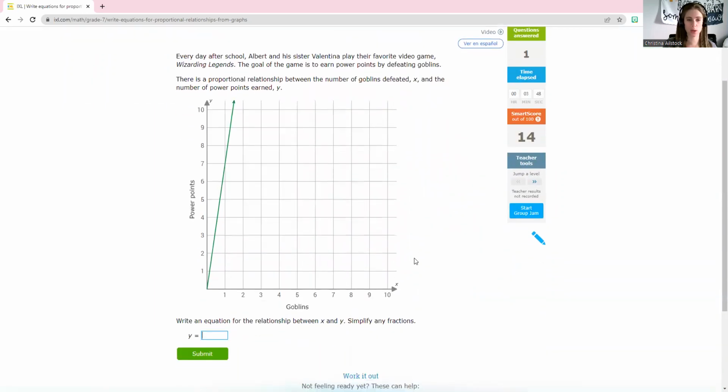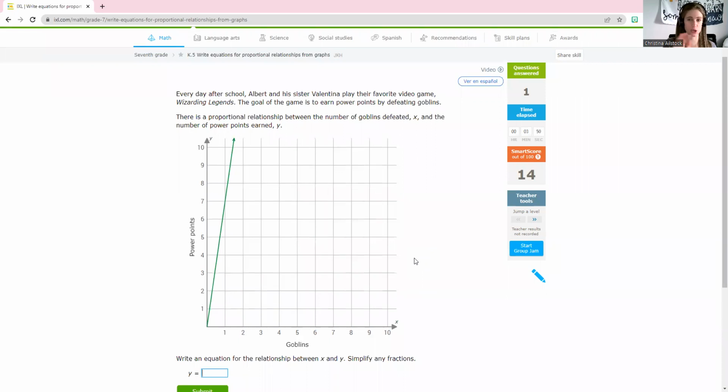Let's try another one and we'll look at it just a little differently so you guys can see if one method or the other works better for you in your brain.